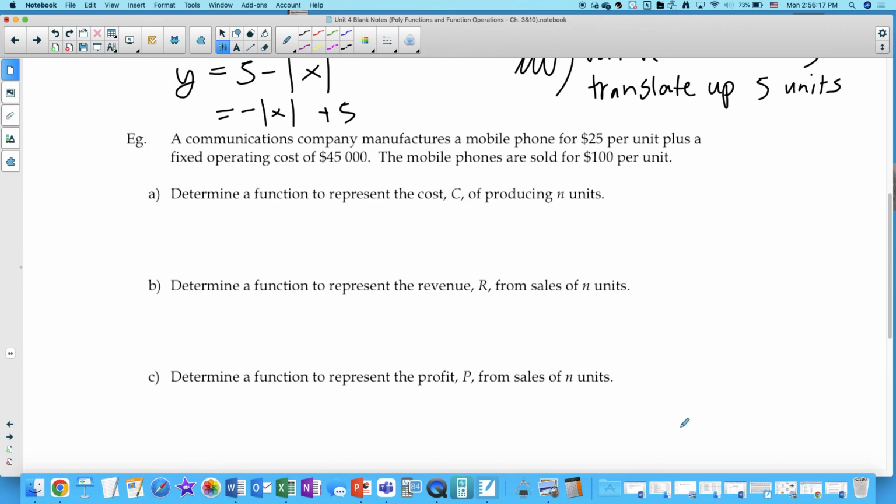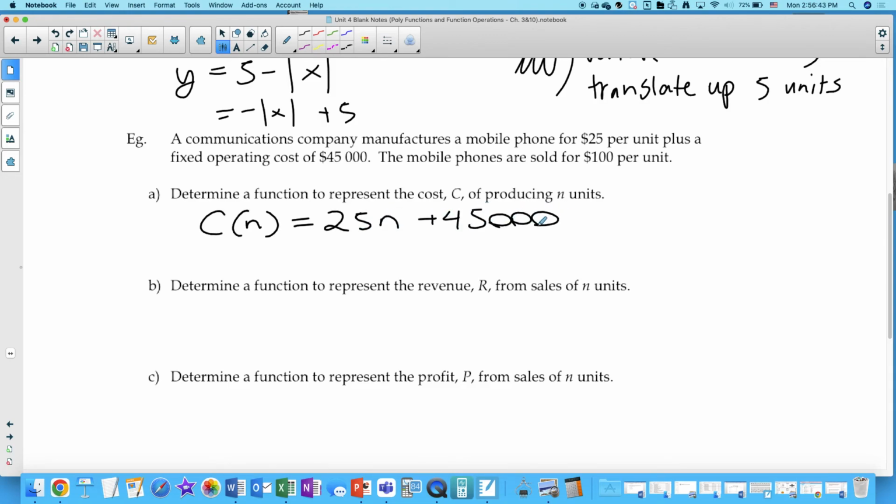Yeah, it's this fixed operating cost, right? That maybe pays for their machinery, it pays for their rent, that sort of thing, business license, that sort of thing. And then I suppose the materials for each phone is $25 a piece. So C of n would be 25n plus 45,000. Okay, that's what it costs them to produce these.